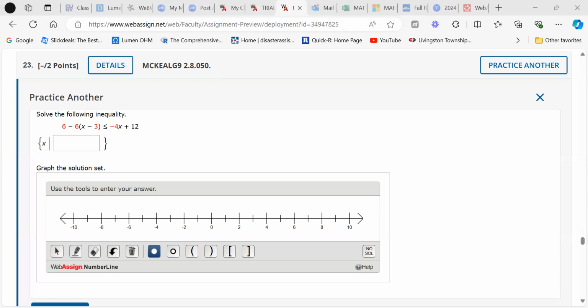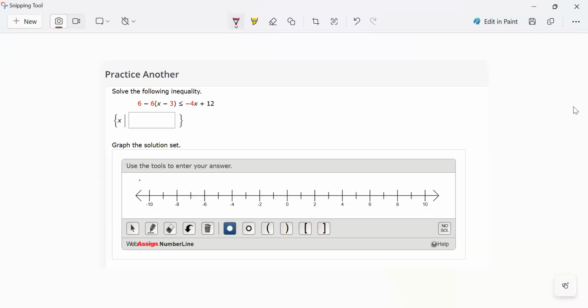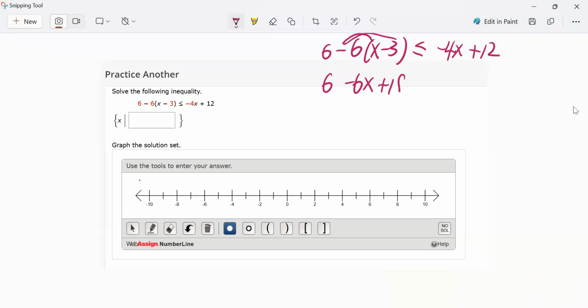Okay, we didn't talk too much about inequality, but it's going to be treated similarly to equations, right? So this is what we call a linear inequality. We get 6 minus 6 times x minus 3 less than or equal to minus 4x plus 12. And pretty much treat it like an equation. Like how we solve for x, we will apply here as well. So negative 6 times x is minus 6x. Negative 6 times negative 3 is positive 18. And that is less than or equal to minus 4x plus 12, right?